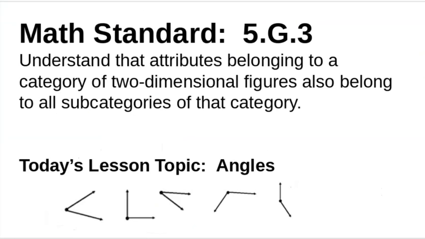All right. So we're going to be moving on from fraction division. Doesn't mean we're done with that for the year, but we're going to take a little break and we're going to switch over to some geometry. So, the math standard that we're going to be looking at is understanding the attributes belonging to a category of two-dimensional figures also belong to all subcategories of that category. Now, I know that that's pretty wordy and very confusing, and we're going to start to unpack what this means through the lessons of this week.